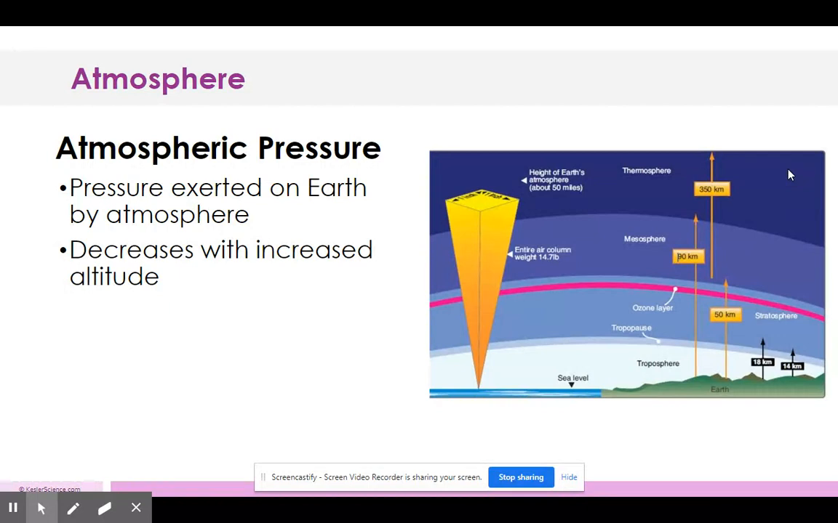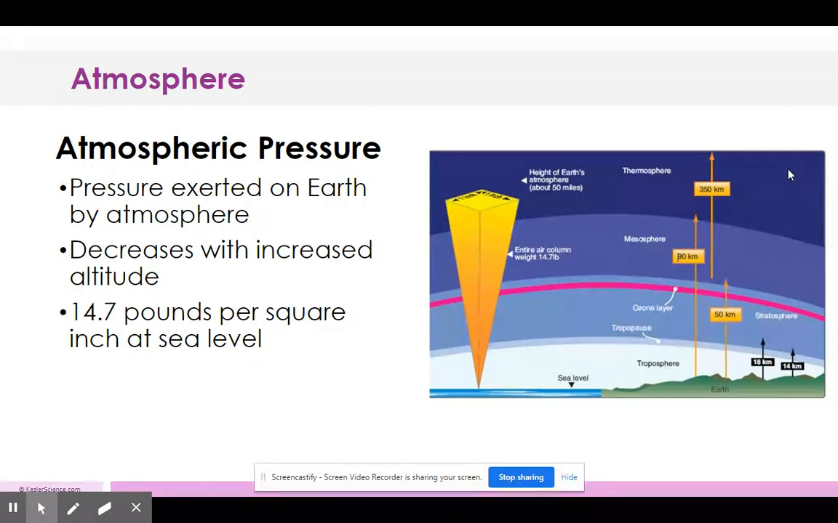Think about when you're in an airplane. If we didn't have a pressurized cabin inside that airplane, there wouldn't be enough oxygen for us to breathe because there's not a pressure there. We'll talk a little bit more in a minute. There are 14.7 pounds per square inch at sea level. We're above sea level, so ours would be less. Let's see, New Orleans is below sea level, so theirs would be more.